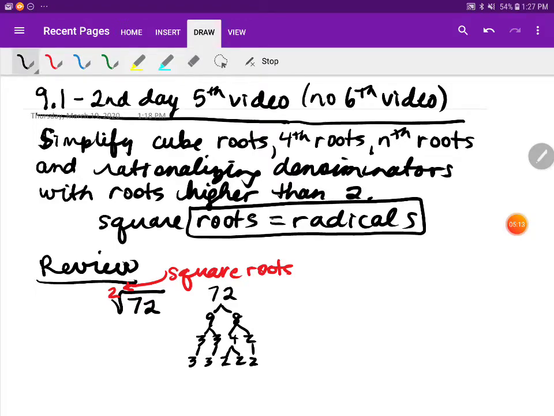Basically what you do is you make your tree. Now, these things I have at the bottom, because it's a square root, I'm going to highlight that part.